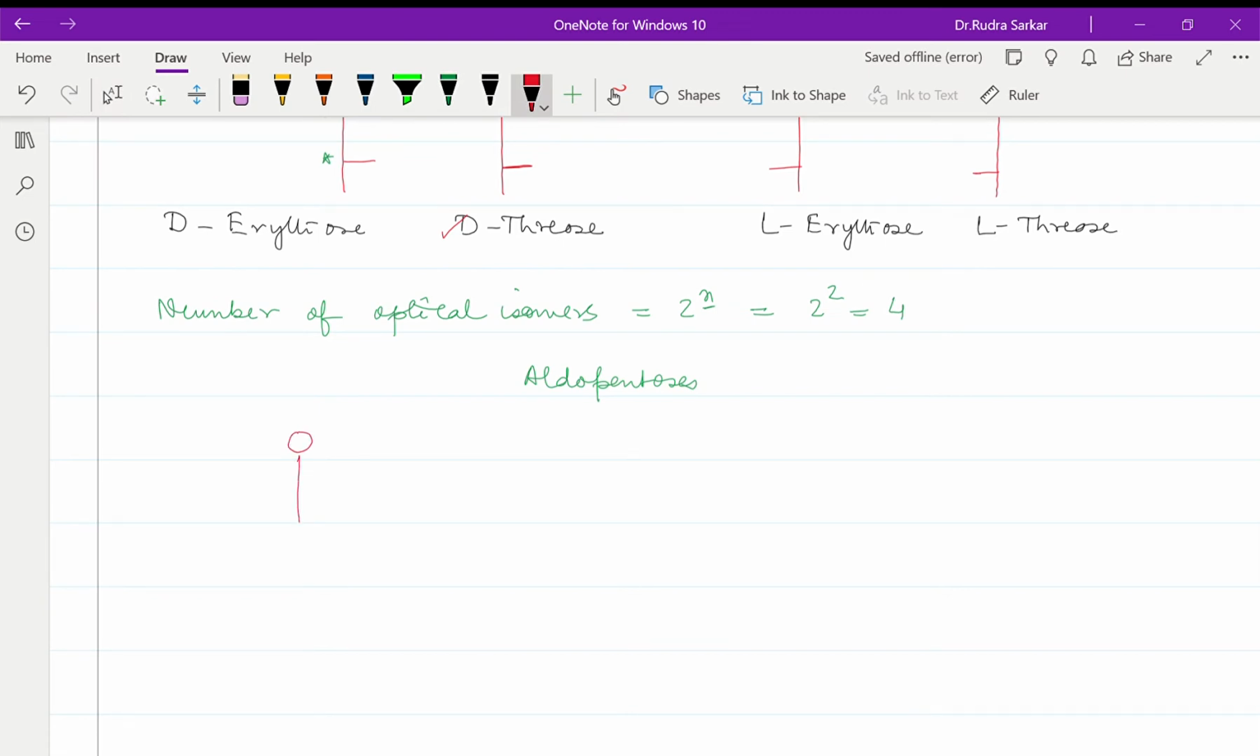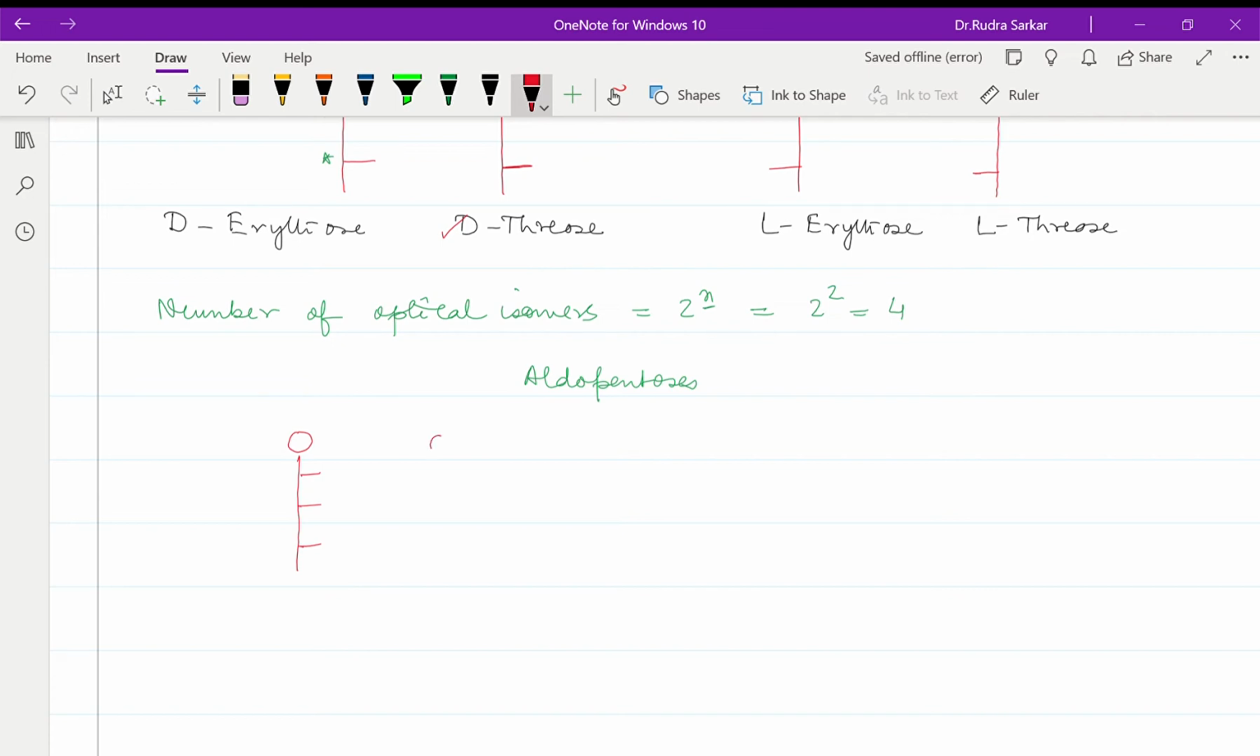So here we have D-erythrose like this. Now one more line. That means from here we are having 5 carbons: 1, 2, 3, 4 and 5. So this is the aldopentose. So one possibility is this.